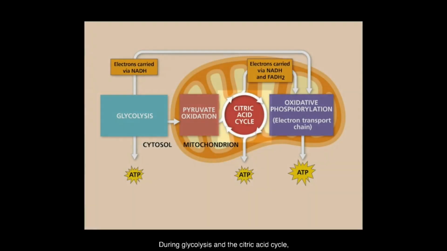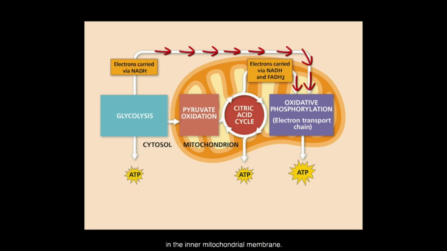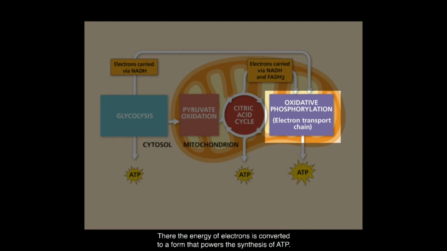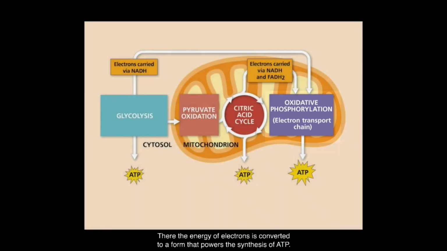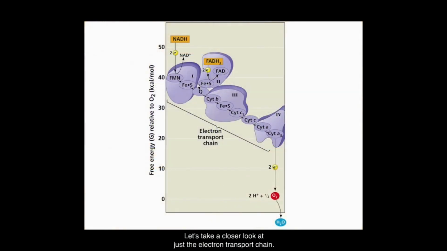During glycolysis and the citric acid cycle, electrons from food molecules are transferred to NAD+ and FAD, forming NADH and FADH2. These electron carriers bring electrons to the electron transport chain in the inner mitochondrial membrane. There, the energy of electrons is converted to a form that powers the synthesis of ATP. Let's take a closer look at just the electron transport chain. The overall function of the electron transport chain is to receive electrons from NADH and FADH2 and move them through a series of redox reactions.